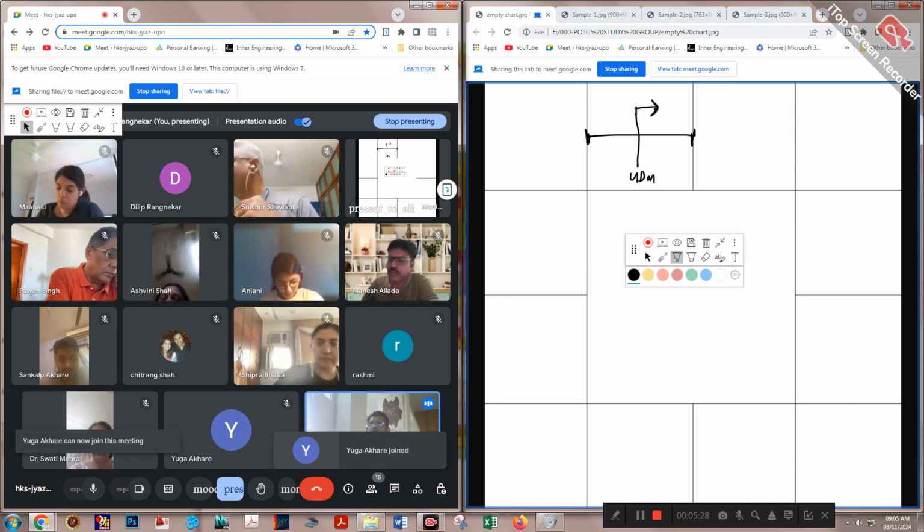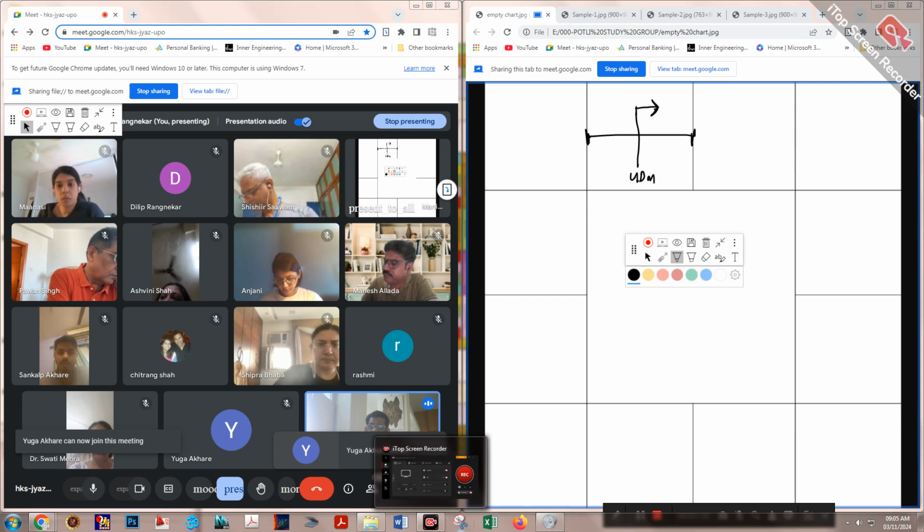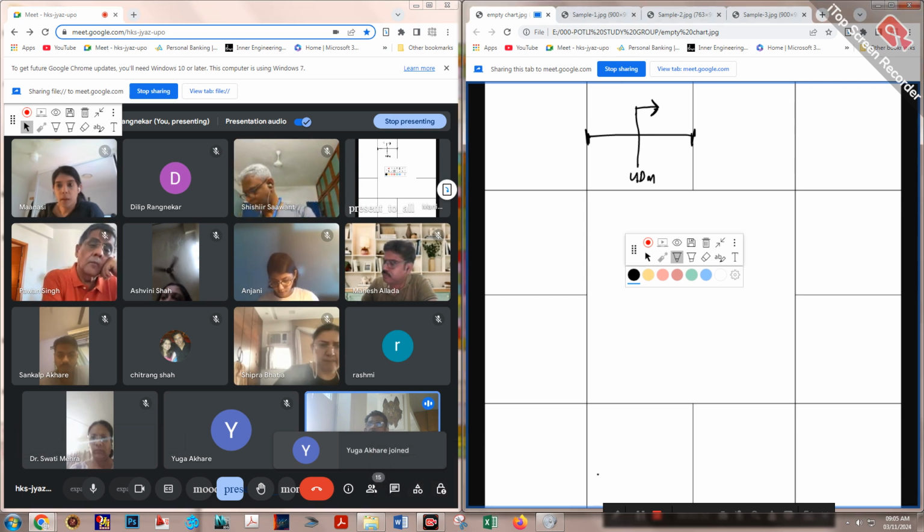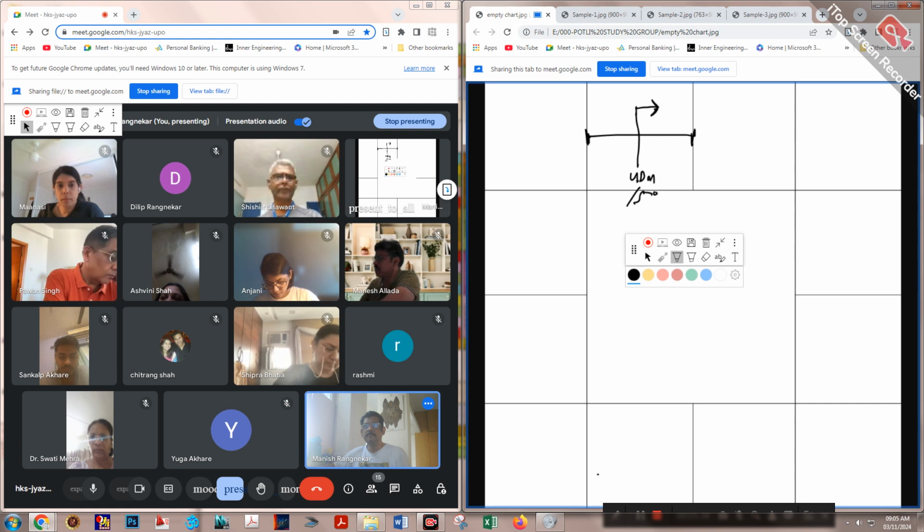Correct? So we have identified the point at which this fellow is there. What is it called? Udayam is there. And we know this side. And below that, write 15 degrees, just for this purpose.